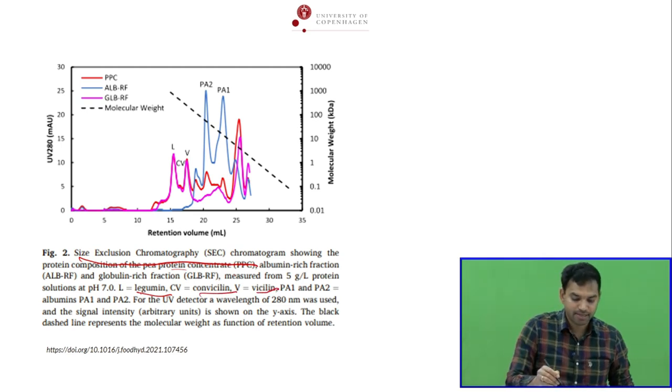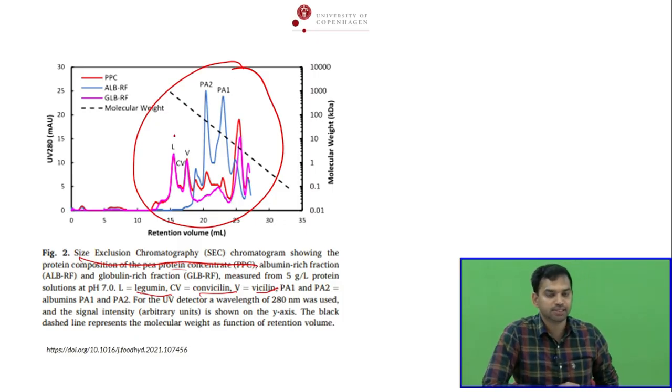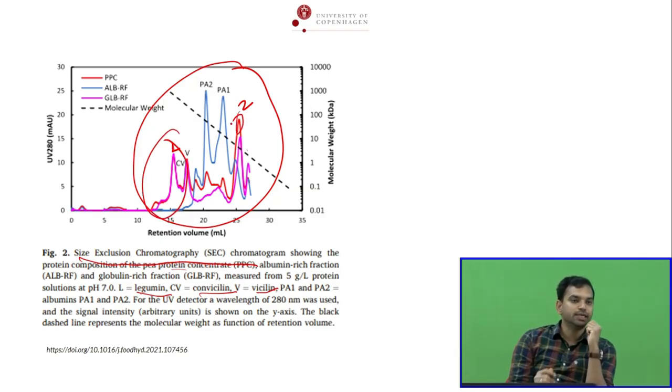These things. It's a size exclusion chromatography. Now tell me which one is having the largest size. So in size exclusion chromatography, the bigger one runs first, faster, so it comes out. So this is having the largest molecular weight, and this will be having the smallest molecular weight.